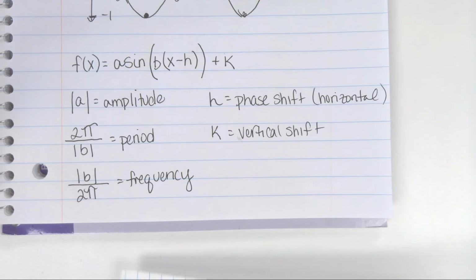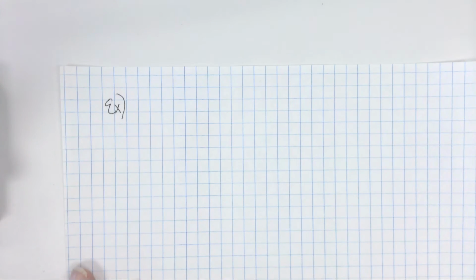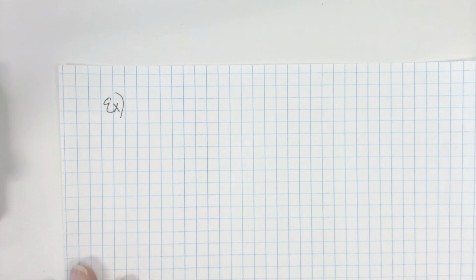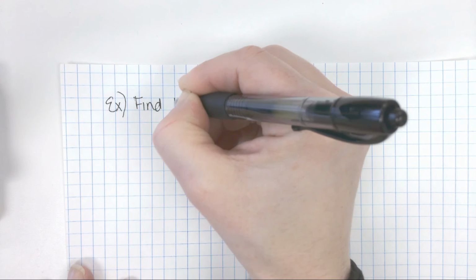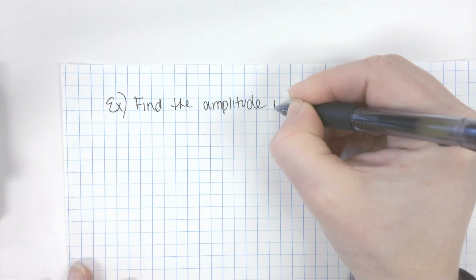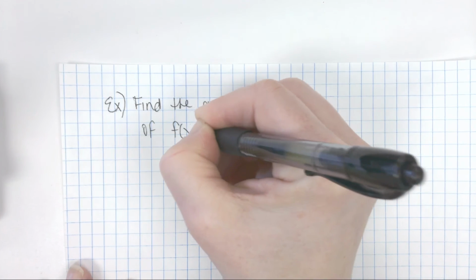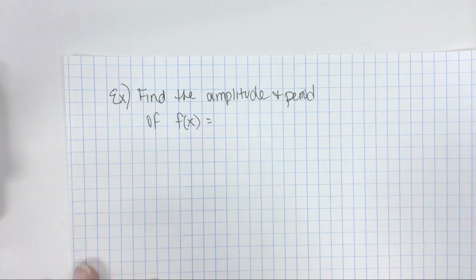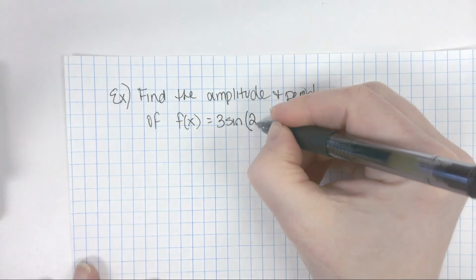Okay, I'm going to give you one, and then we're going to identify the amplitude and period, and then I'm going to show you how you can sketch your new graph using that little technique that I taught you at the beginning of class. So let's find the amplitude and period of f of x equals 3 sine of 2x.